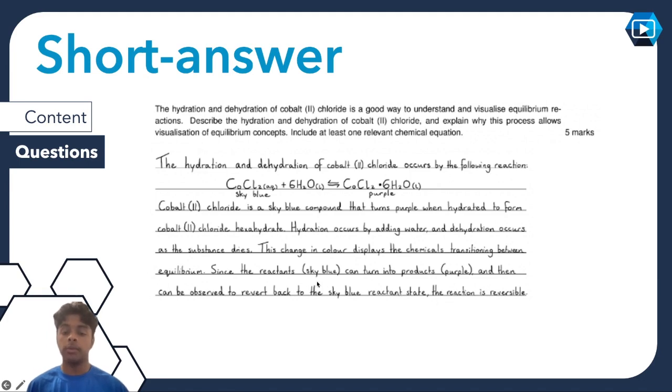So that's very good. And I would say that this particular sentence is the most important, where he says, this change in color displays the chemicals transitioning between equilibrium. That, in my opinion, is the best sentence there because that really tells us why it's a good way to understand and visualize equilibrium reactions, because it's a direct color change that we can observe. And this would get a full 5 marks.